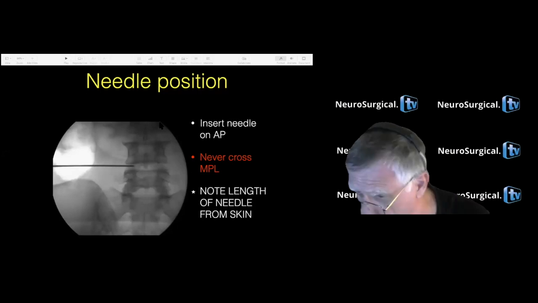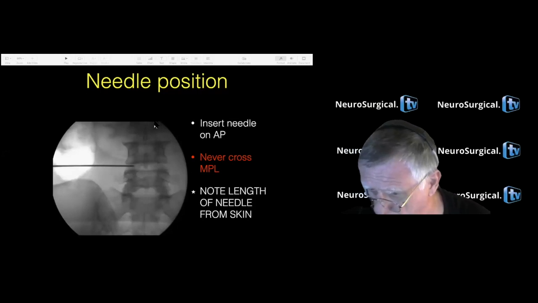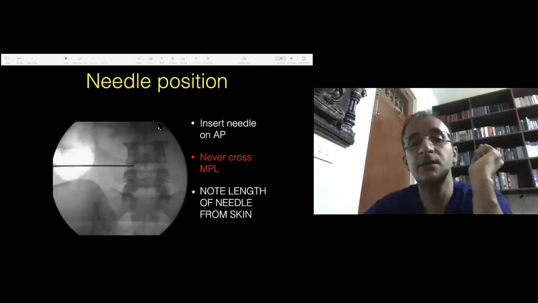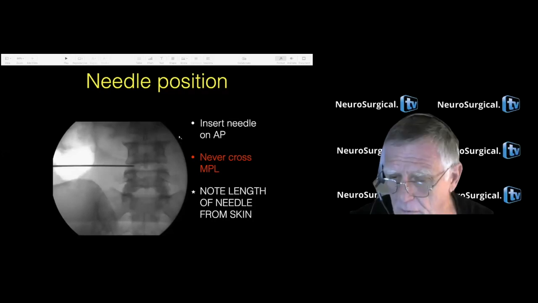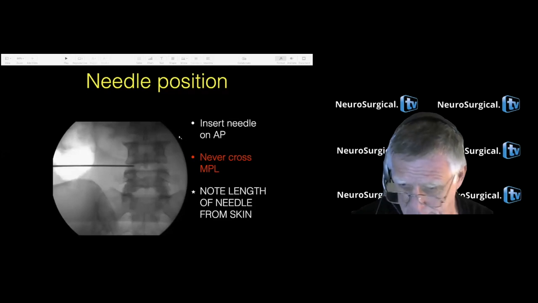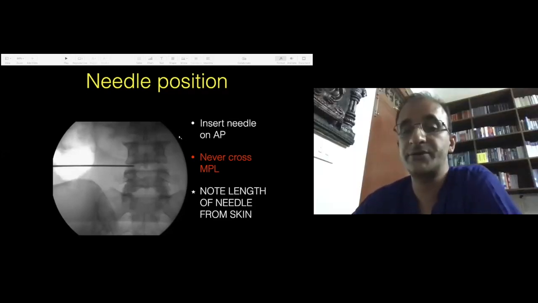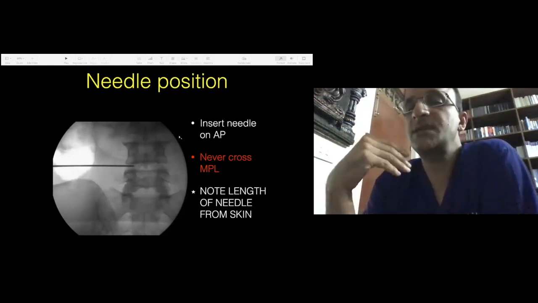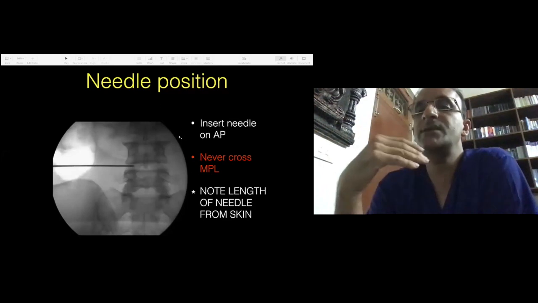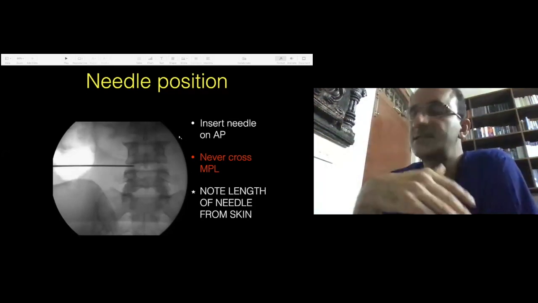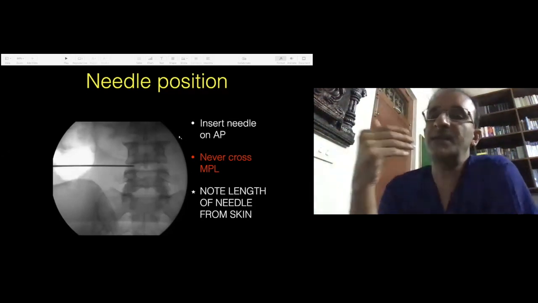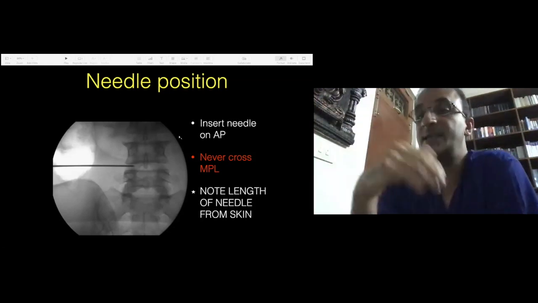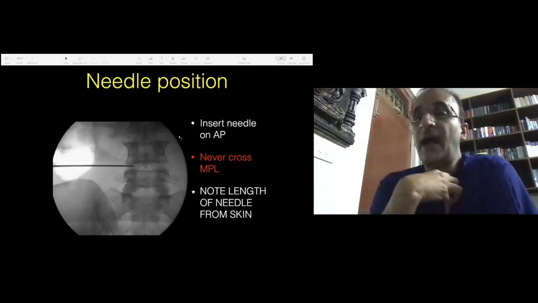Okay, we have another question. Do you use intraoperative monitoring? I do not use intraoperative monitoring. For those doing this procedure under local anesthesia and sedation, the minute you touch the root, the patient is going to tell you that he has pain. However, I am doing it under general anesthesia.